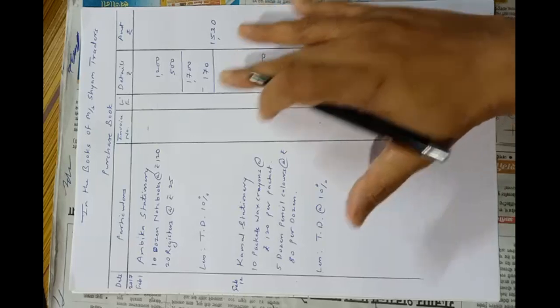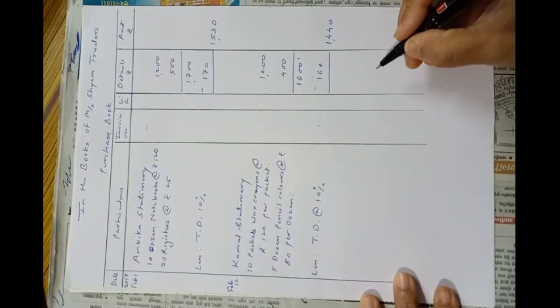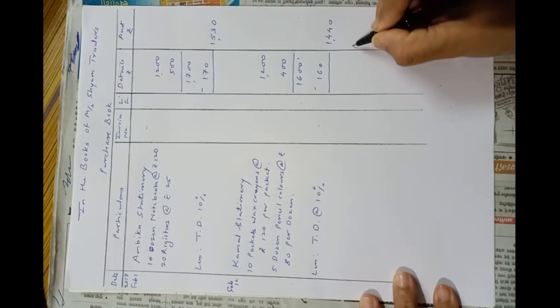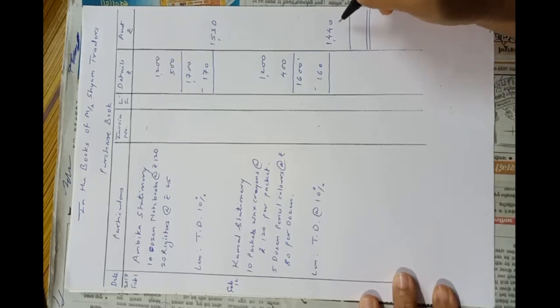purchase of goods. So this I have completed the purchase book. Now I will add these two amounts, 1440 and 1530. It will be 2970.